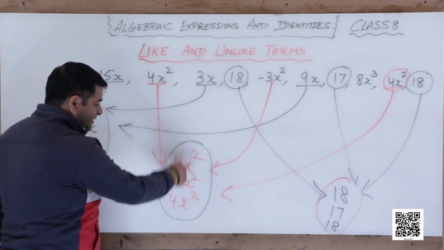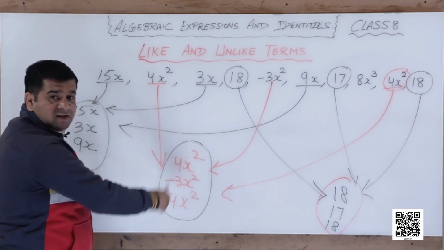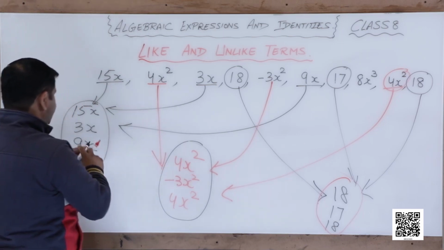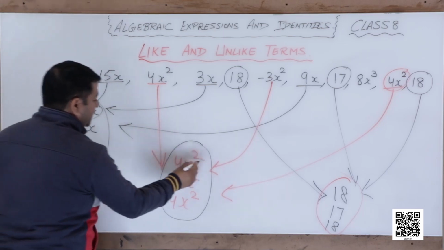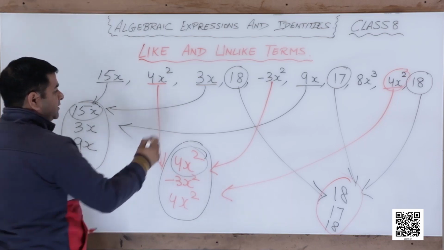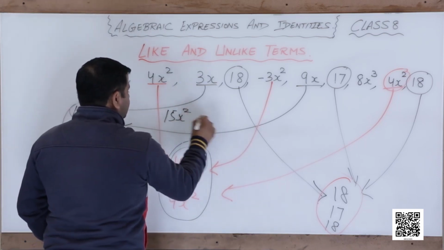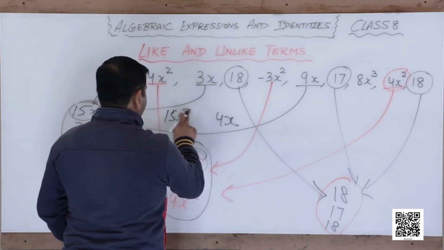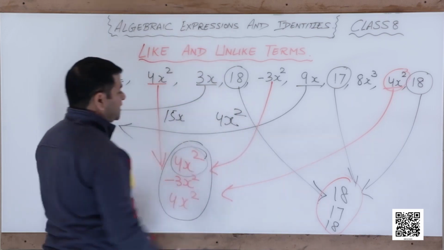These have the same variables x square, so these are also like terms. But if I take 15x from here and 4x square from here, that is 15x and 4x square.